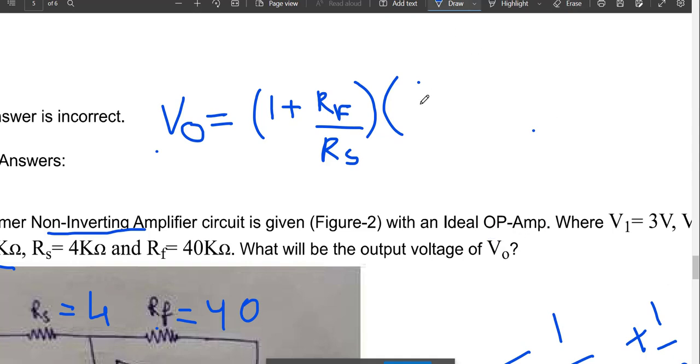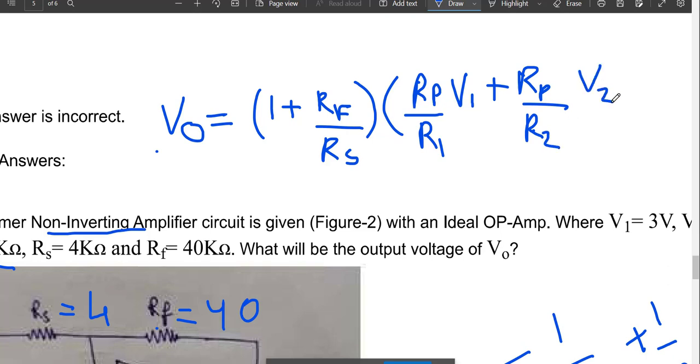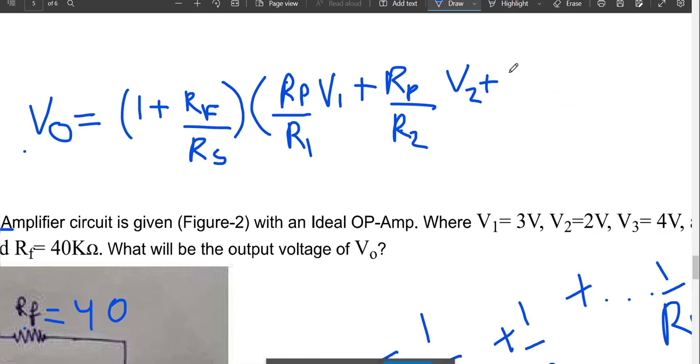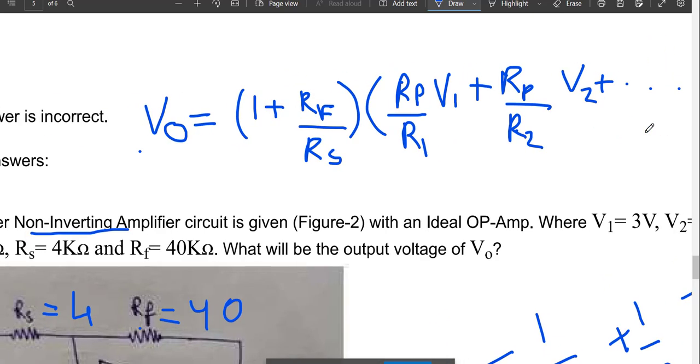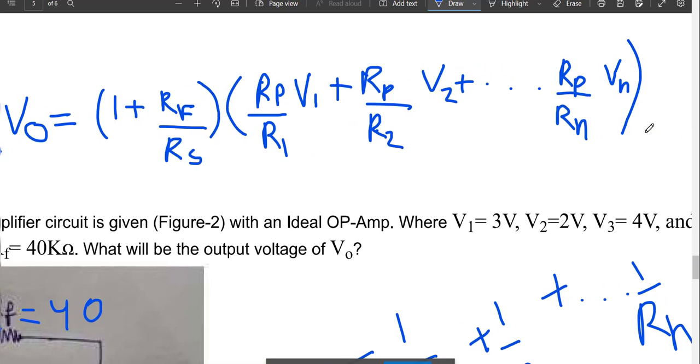Okay, yes. R parallel, that is R_P upon R1 times V1, plus R_P upon R2 times V2, plus and so on, for all the values, up to R_P upon Rn times Vn, if n number of resistors are connected in parallel to the non-inverting port of the circuit. So this is the formula.